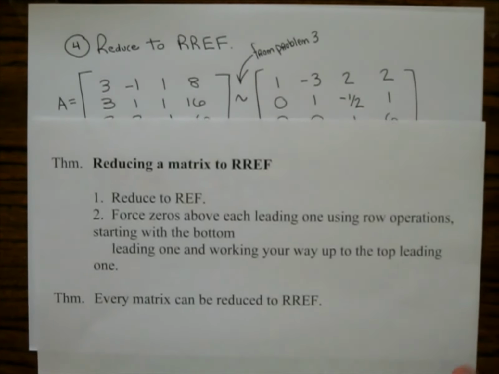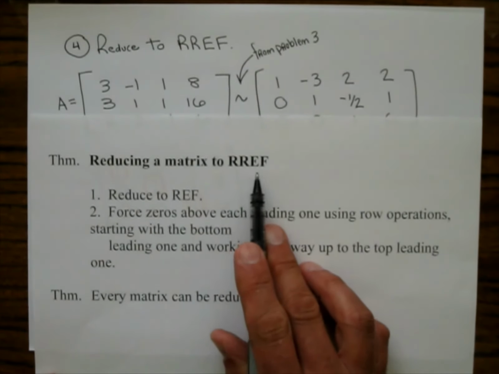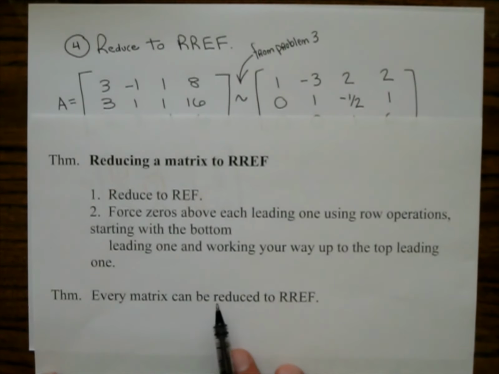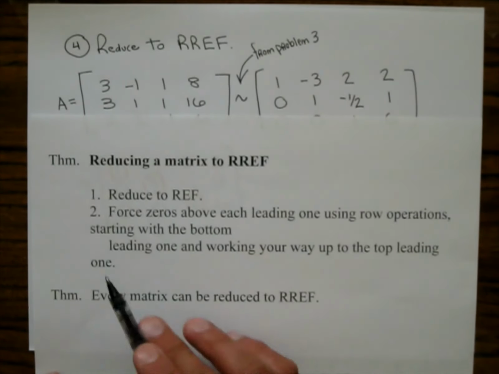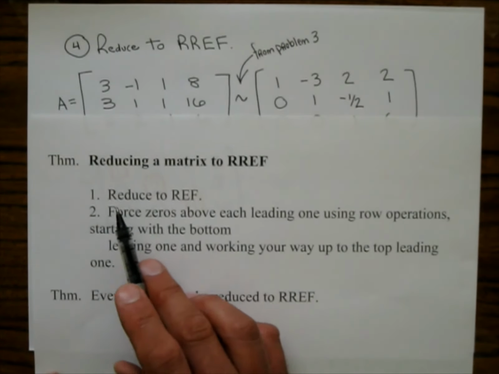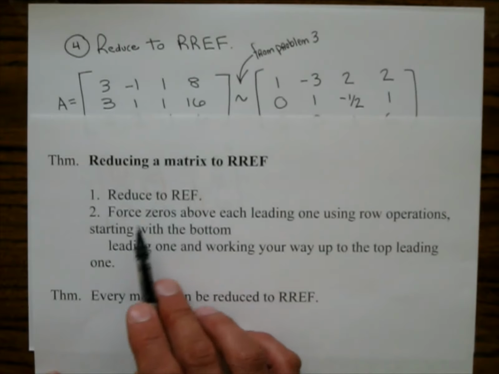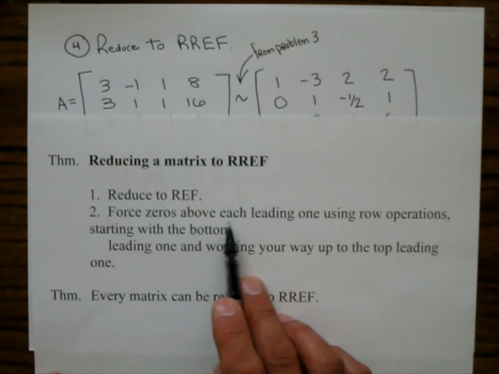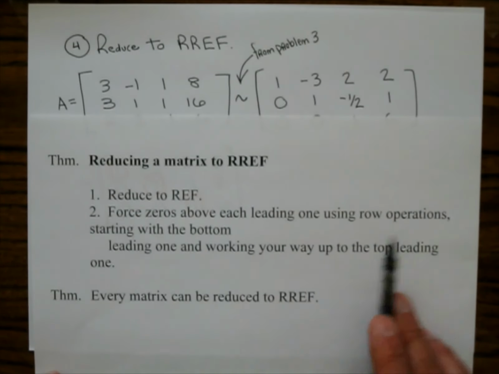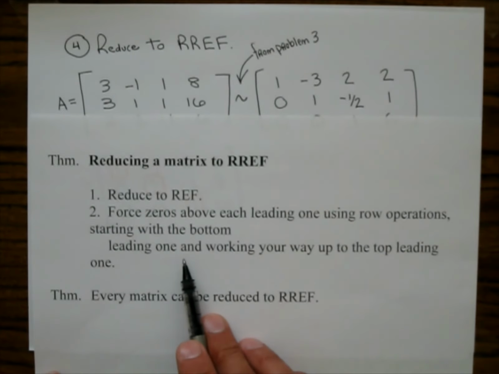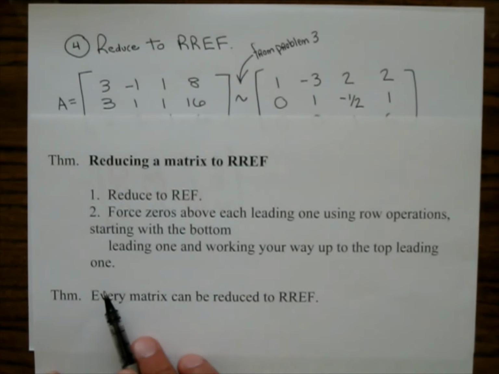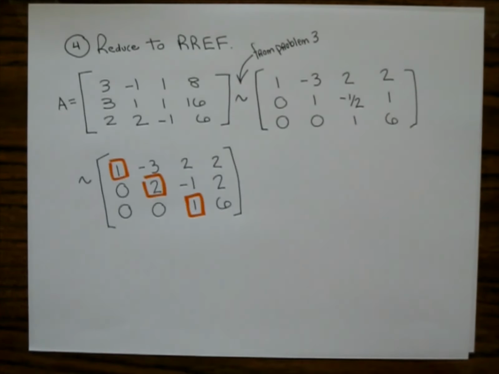Before we move on, reducing a matrix to reduced row echelon form, I don't know what's happening with the spacing here. I made the font big and it did some weird things. But this is on your definition sheet. Reduce to RREF: force zeros above each leading one using row operations, starting with the bottom leading one and working your way up to the top leading one. Okay.